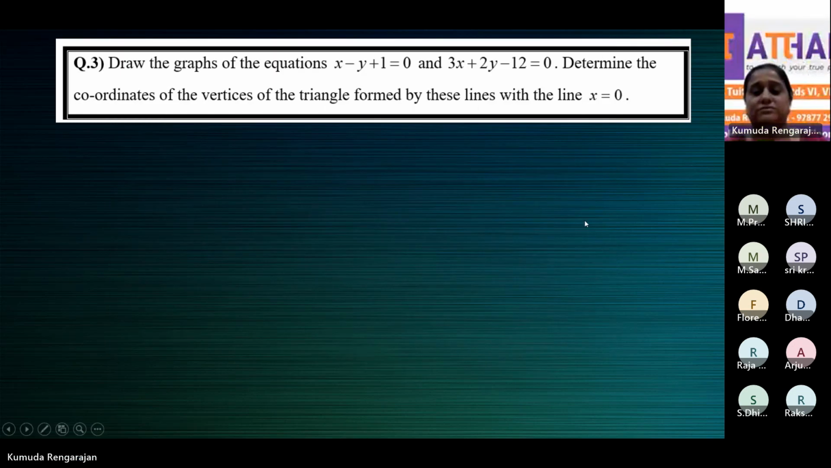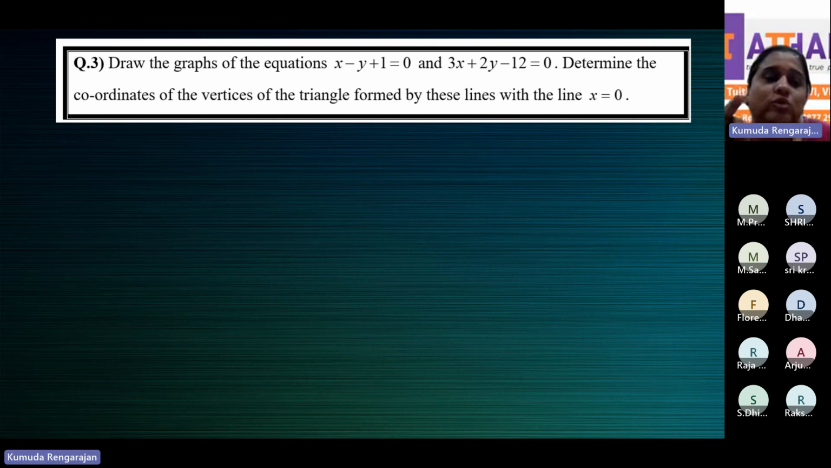Yes, children. I'll ask at least 3 of you to share your answers on WhatsApp with me. This is a test question. Draw the graphs of the equations. Determine the coordinates of the vertices of the triangle formed by these lines with the line x equal to 0. Two equations are given to you, so you will get 2 lines. The third line is x equal to 0. From each of the 3 lines, you should take some segments and identify the triangle formed. Write the coordinates of the vertices of the triangle.